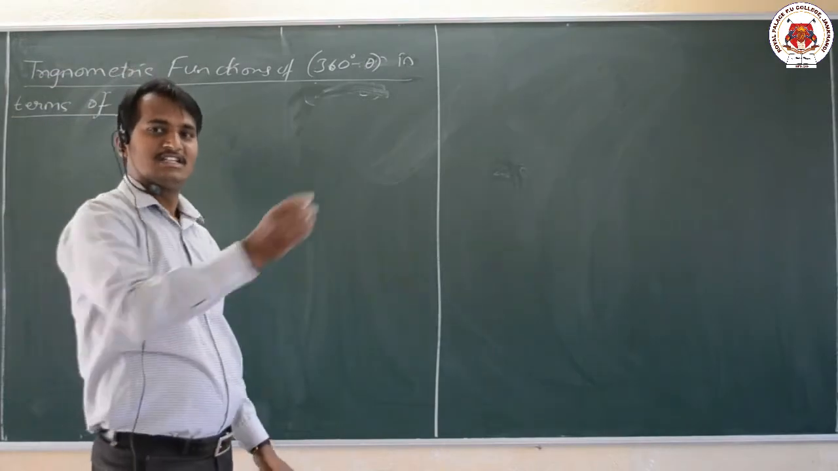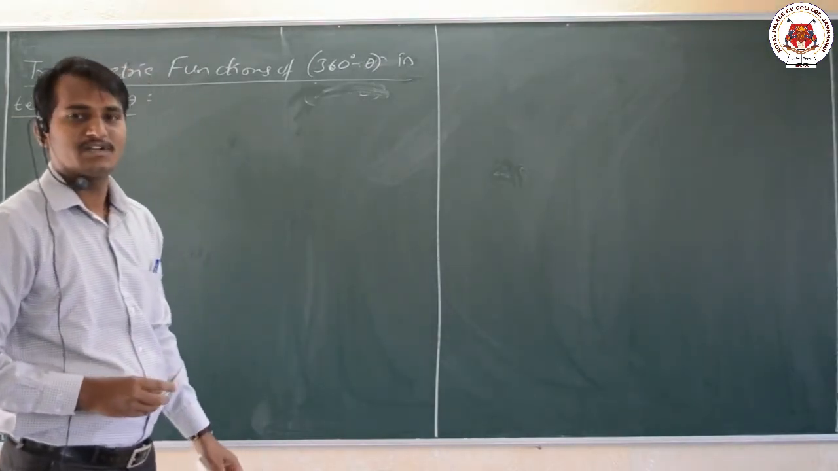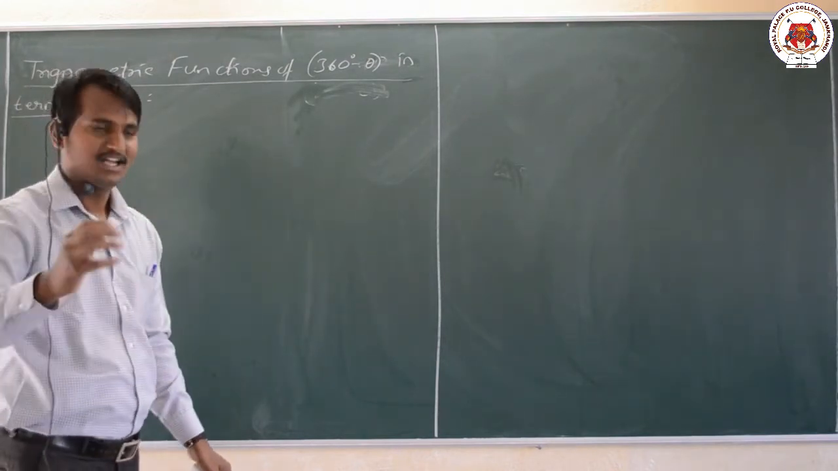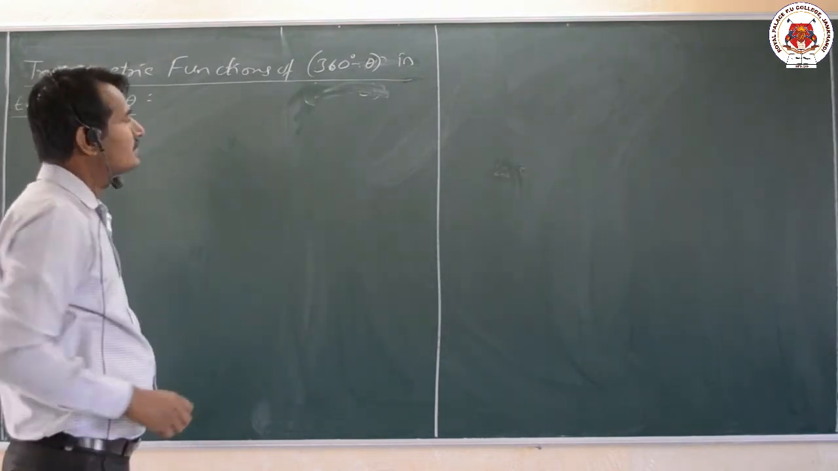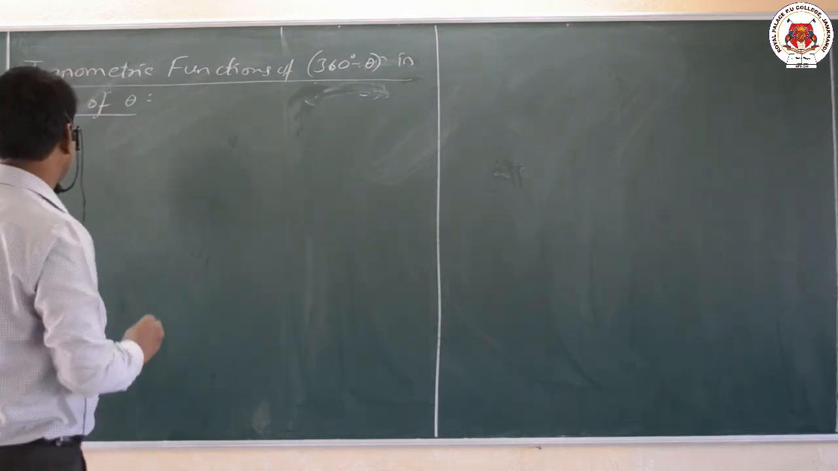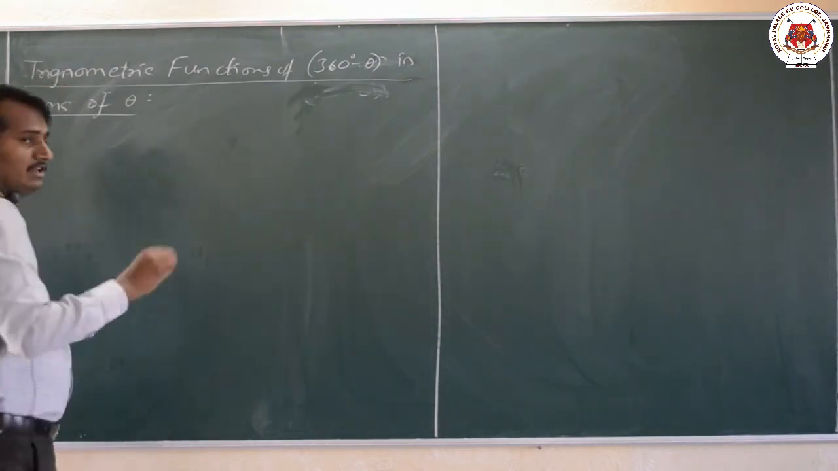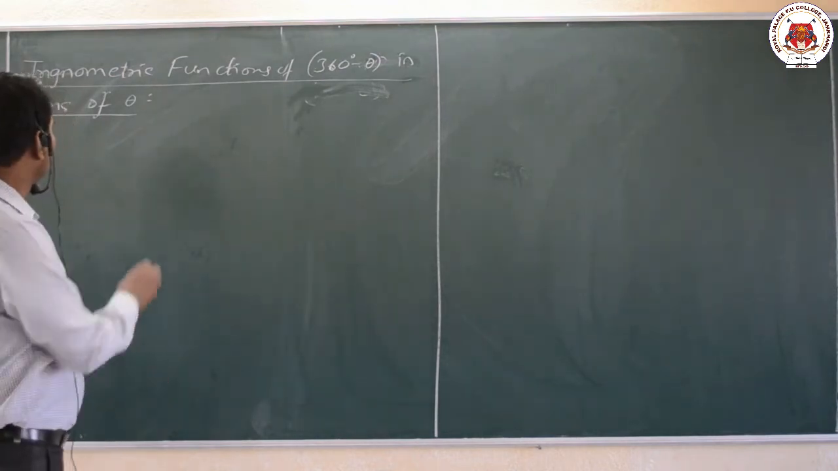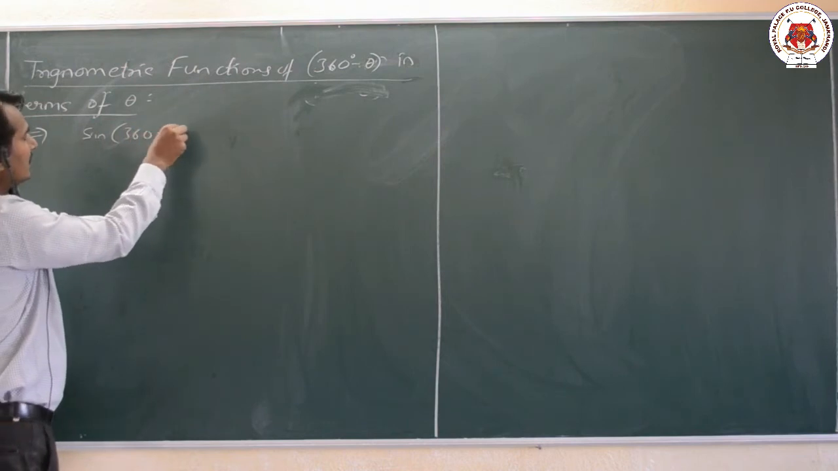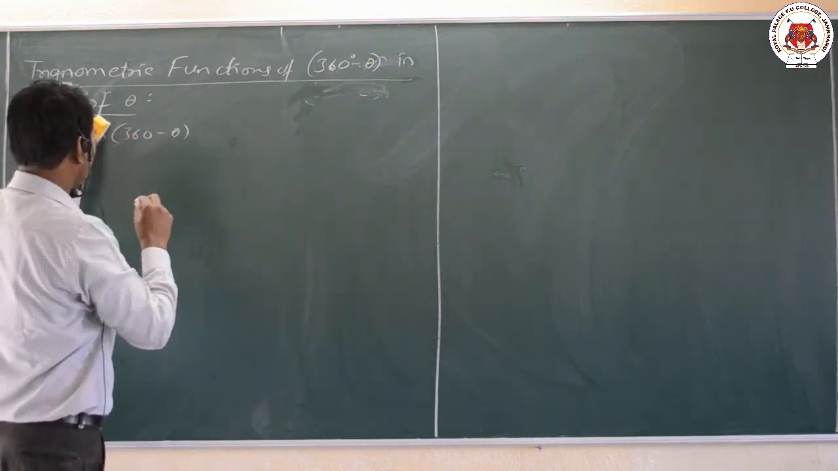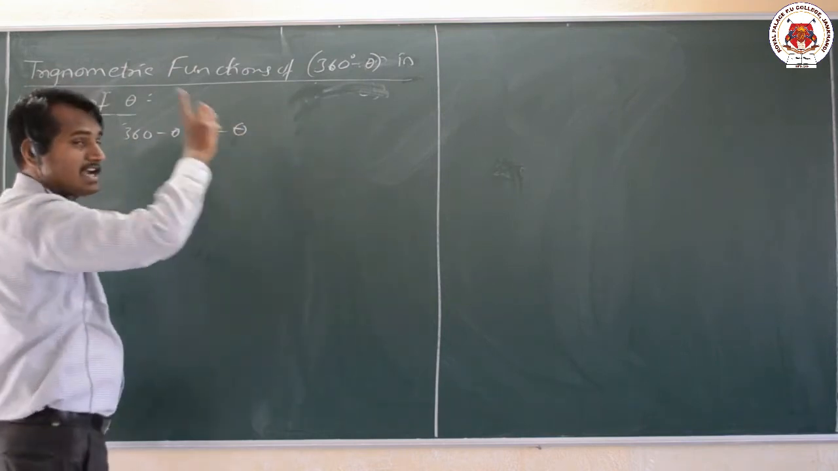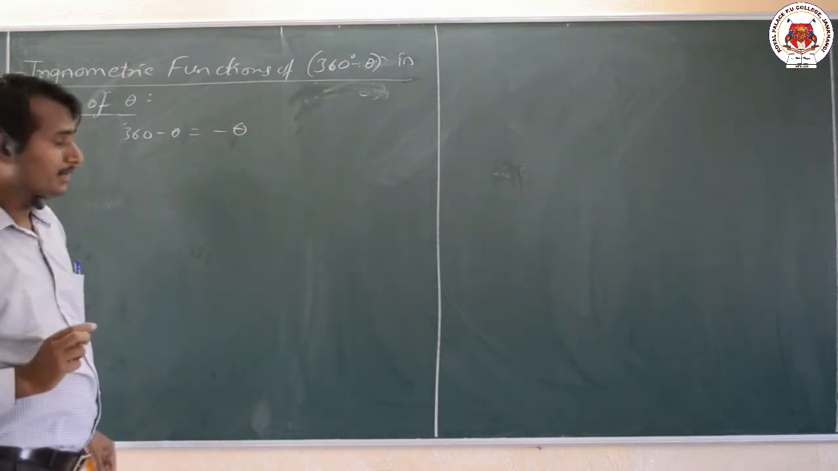Okay dear students, just now we had seen about the trigonometric functions of 270 minus theta as well as 270 plus theta. Now let us start with the trigonometric functions of 360 minus theta in terms of theta, that we shall examine. So before starting with this, one thing we have to observe: always remember, 360 minus theta is equal to minus theta, that we had learnt already in the first video.